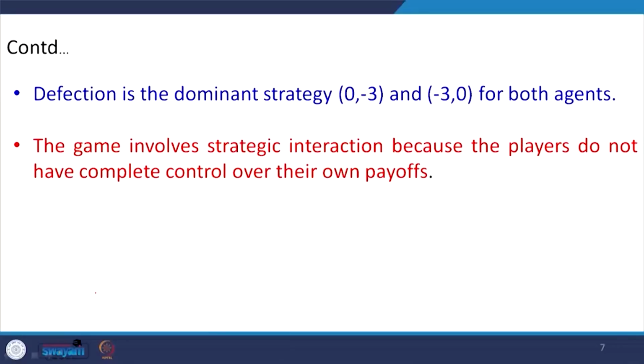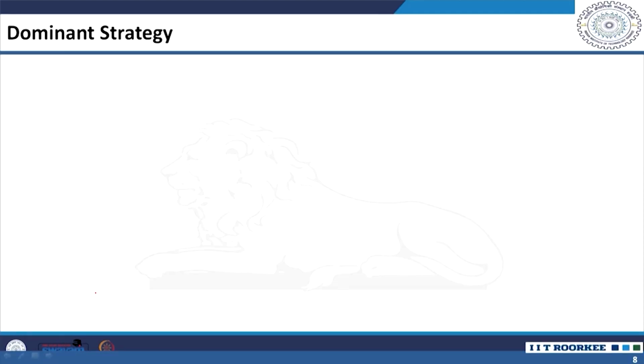As we understood from the game theory strategies, defection is the dominant strategy, and the payoffs are 0, -3 and -3, 0 for the prisoners A and B. Here the game involves strategic interaction, because the players do not have complete control over their own payoffs. So, what exactly is a dominant strategy? We are saying that 0, -3, -3, 0 is the dominant strategy for both of them. What is the meaning of dominant strategy, or how do you define it here?